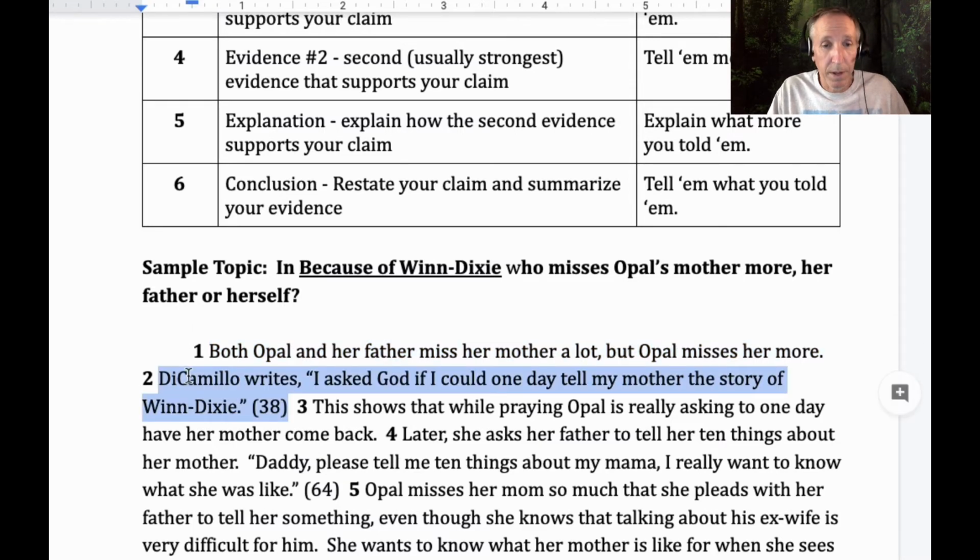I went into the book, and I found on page 38 where Opal prays to ask for her mother, and I wrote that by saying, Di Camillo, that's the author, writes, "I asked God if I could one day tell my mother the story of Winn-Dixie," and I found that on page 38. There's a lot of different ways to cite things. In this example, I'm just citing the page number because of the topic, your reader knows what book you're talking about. You don't need to put the title of the book at the end if they already know what it is, okay? But there's a lot of different ways that we'll be doing cites. This is just the one you want to use if your reader knows what book you're coming from.